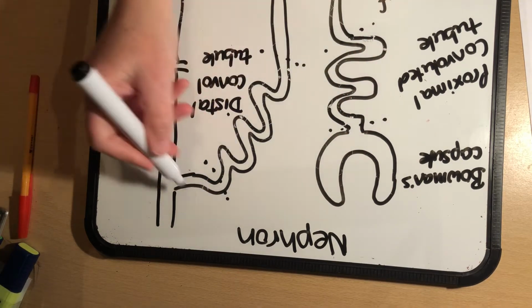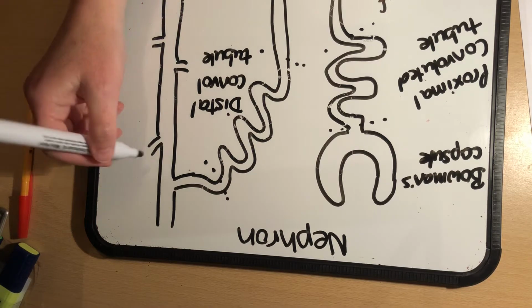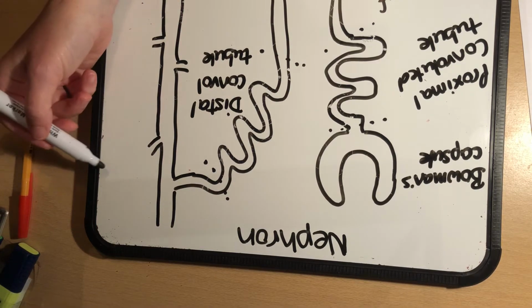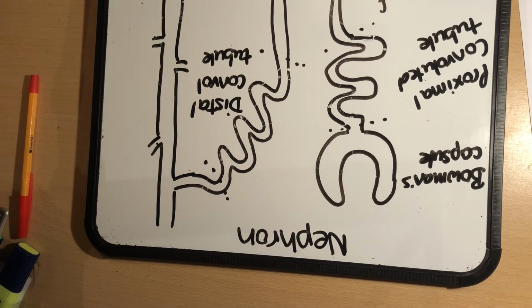And then the fluid will flow into this structure here, which is called the collecting duct. Now, I don't have space to write that. The collecting duct, you'll see there'll be tubules or nephrons coming from into there and there. In other words, it will collect the fluid or the filtrate from a number of nephrons.